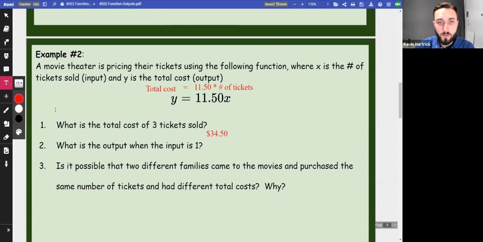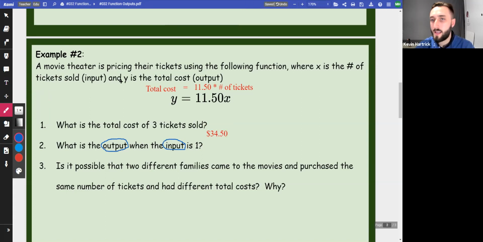What is the output when the input is 1? Now we're talking math jargon, all right? They're not using any of the tickets or total costs or anything. They're just using math words, and they want to make sure that you understand the math words. So going back to the previous video, what's the output, what's the input? Input is the x value, output is the y value. Input's the x value, output's the y value, okay?